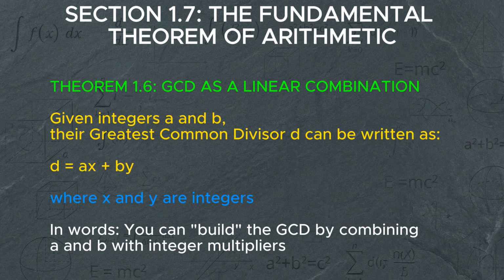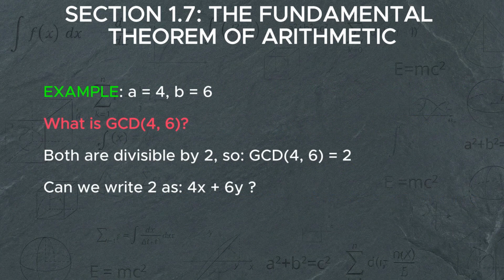Let me show you with a concrete example. Let's take a equals 4 and b equals 6. What's their greatest common divisor? Both are divisible by 2, so the GCD is 2. Now, the theorem claims we can write 2 as 4 times x plus 6 times y for some integers x and y. Can we actually do this?